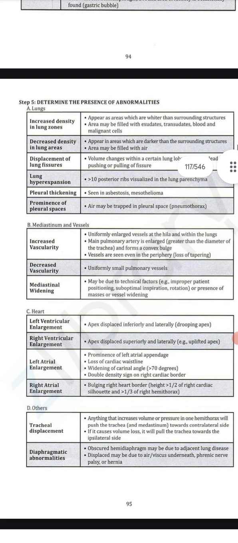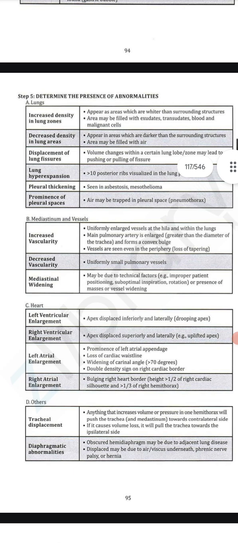Mediastinum and the vessels. Increased vascularity. Uniformly enlarged vessels at the hilum and within the lungs. The main pulmonary artery is enlarged, greater than the diameter of the trachea, and forms a convex bulge. Vessels are seen even in the periphery. Loss of tapering. Decreased vascularity. Uniformly small pulmonary vessels. Mediastinal widening may be due to technical factors, that is improper patient positioning, suboptimal inspiration, rotation, or the presence of masses or vessel widening.